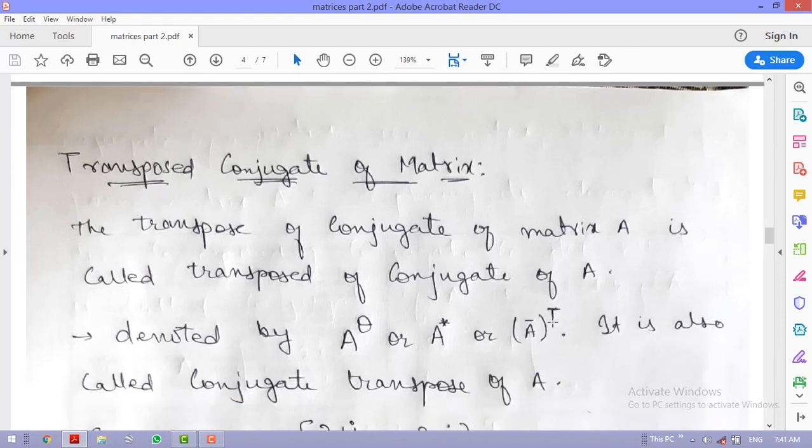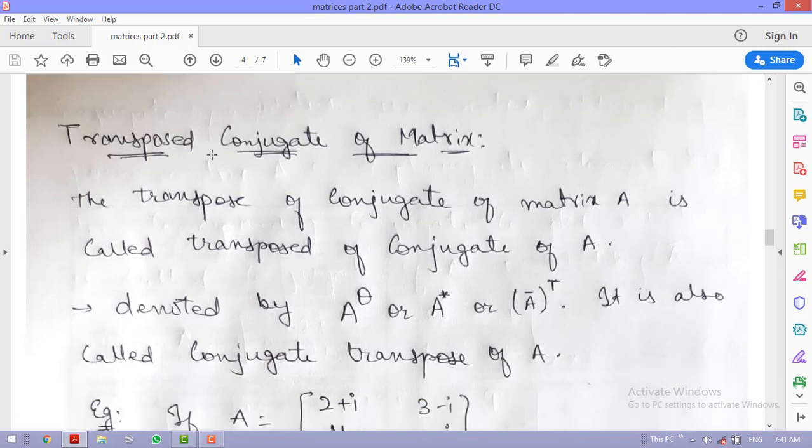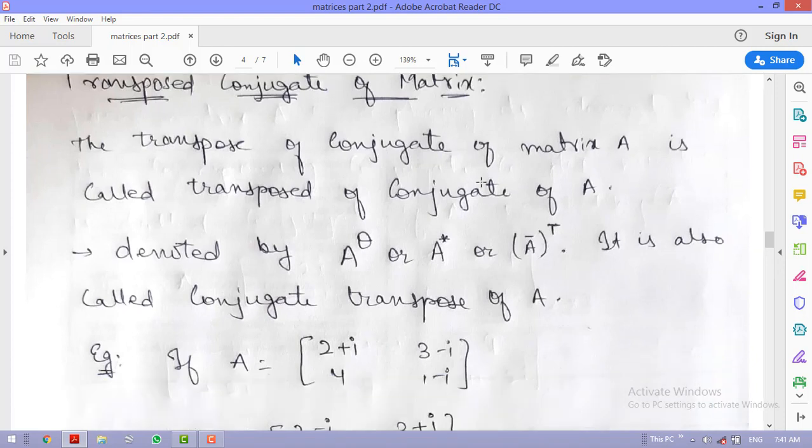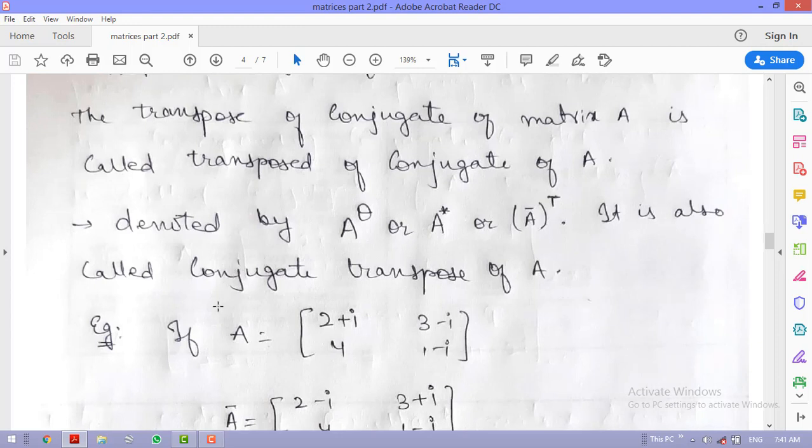Whatever I said just now is the same as that, and it is denoted by A power theta or A power star, or like this, A conjugate whole power transpose, A bar whole power transpose. You can also say it like that. So it is also called the conjugate transpose of A. You can even first transpose and then conjugate; that will be the same as the transpose conjugate of a matrix.